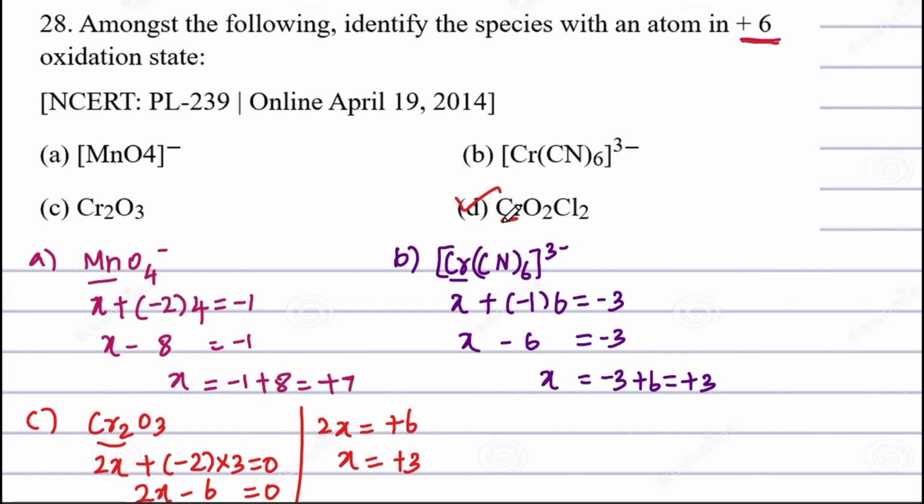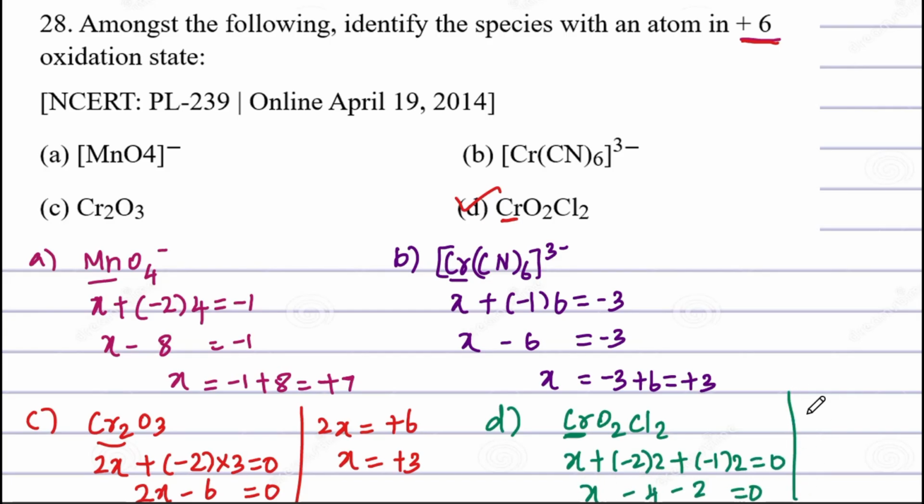Let us check the oxidation state of chromium in option D. CrO2Cl2. Already we have seen a question finding the oxidation state of chromium in chromyl chloride. So I will do it again. X plus -2 into 2 plus -1 into 2, everything equal to 0. So x -4 -2 equal to 0. So x -6 equal to 0 and the value of x is +6. So the species with an atom in +6 oxidation state, the correct option is option D.